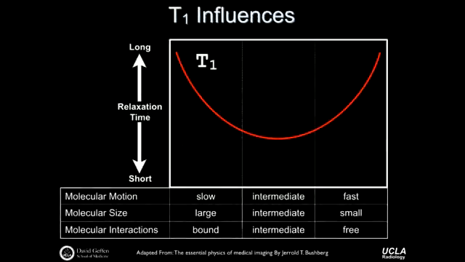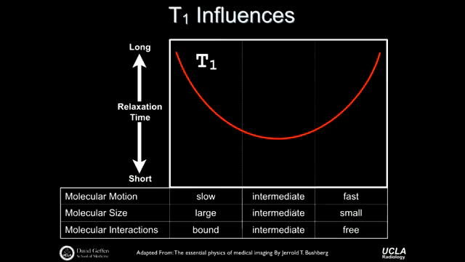The Bushberg book, which I don't remember if I recommended at the very beginning or not, this is just adapted from that. The students in the physics and biology and medicine track may have this book already. Bottom line, we can get some governing ideas about what causes T1 to be long and what causes T1 to be short. If your overall molecular motion is kind of slow, if your molecular size is large, and if your interactions are such that you're relatively bound, then you have a long T1. And we can go over to the other side here and talk about having fast motion and small molecular size and free interactions, and also having long T1s.